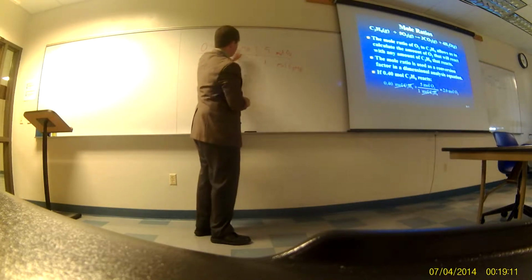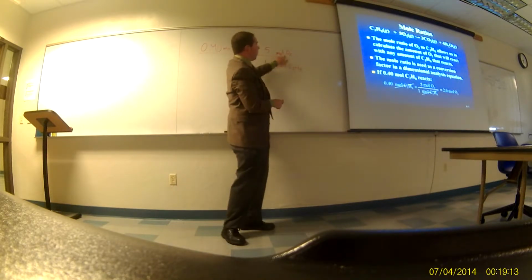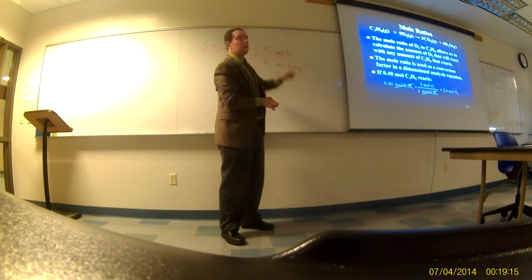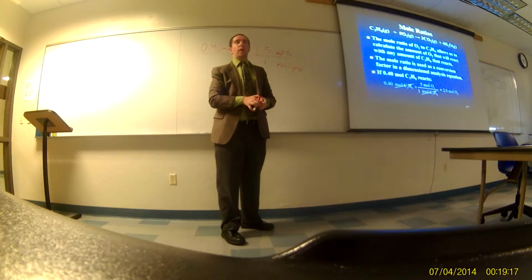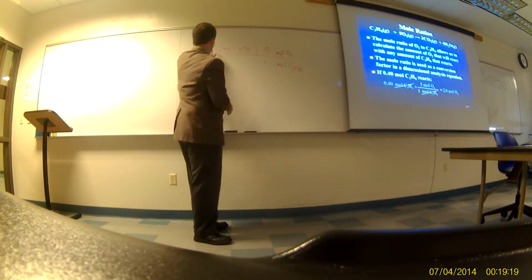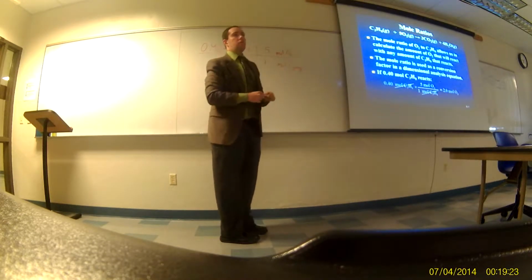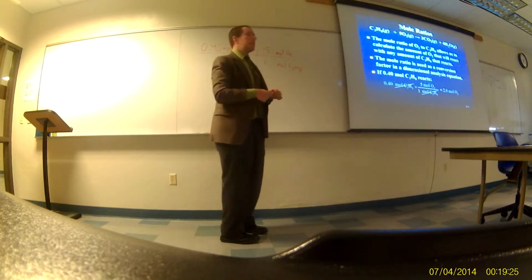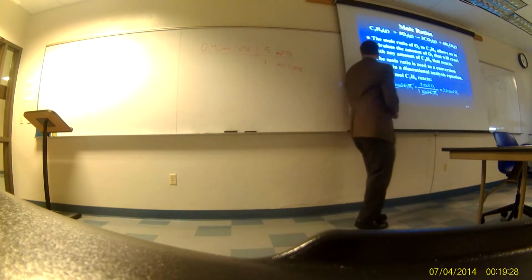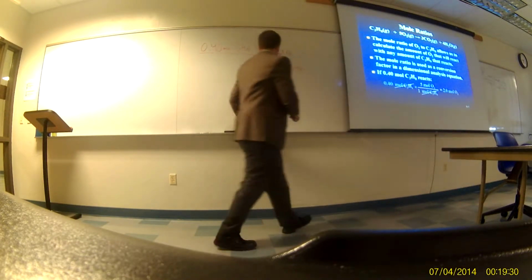So we've canceled that unit. In the top right corner, we have moles of O2, which is the unit we wanted. So we're done. So 0.4 times 5 is 2.0. So the answer to the problem is 2.0 moles of oxygen.